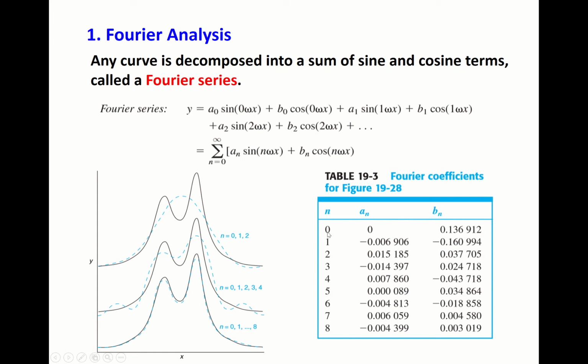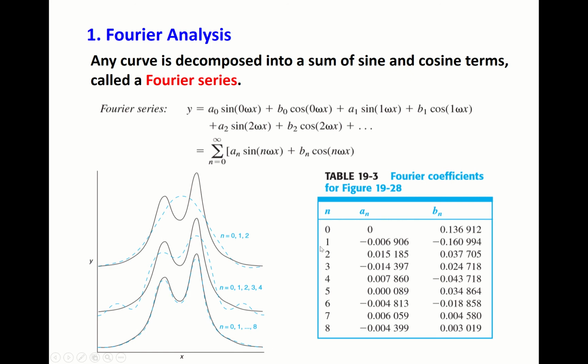Now increase the n number up to 4. Here 1, 2, 3, 4, 5. You used these 5 terms, and you synthesize it again, and you see this blue dotted line. Now it becomes resembling the original black line. But there is still some difference here. And then when you took all these 8 terms, the final result, the blue dotted line and the solid line, match very nicely.